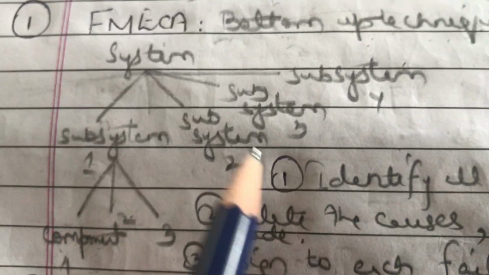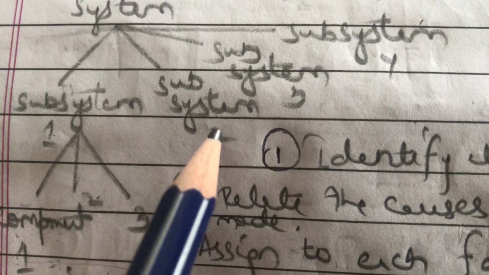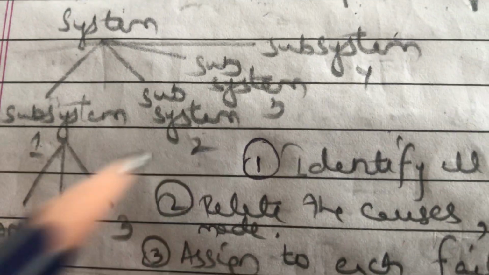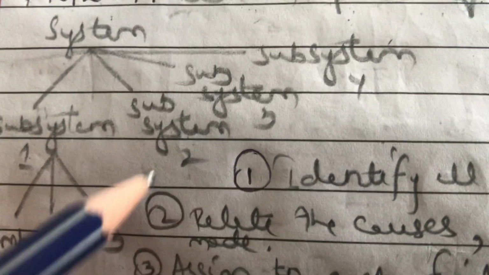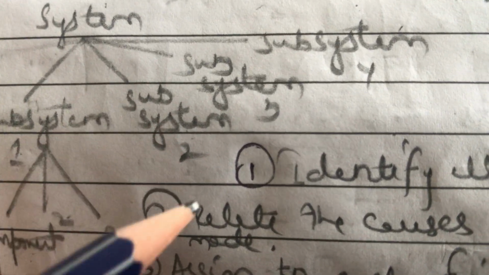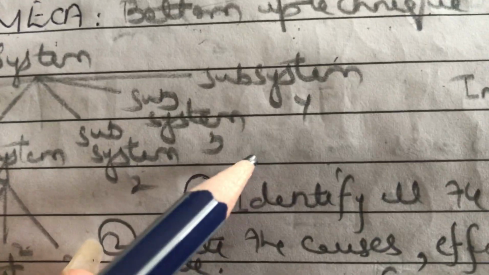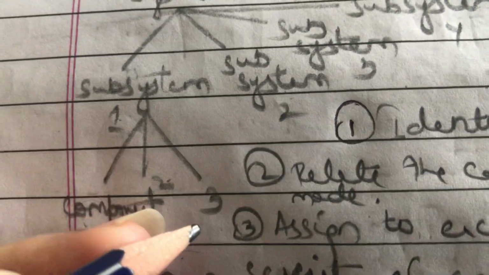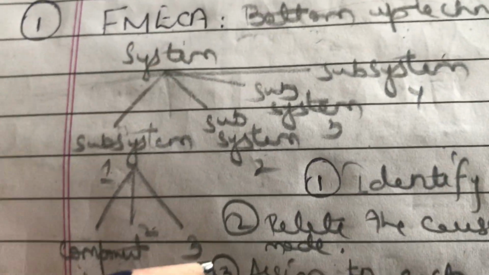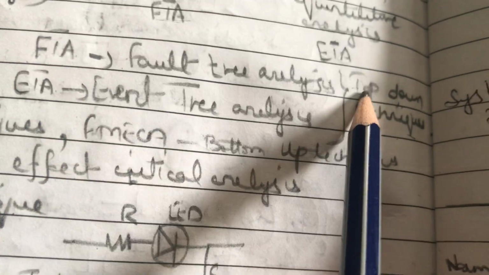Then we are going to work on subsystem 2 and the components that are under this subsystem. We work on those components, then the third one, then the fourth one, and so on. So that means we are doing the bottom up technique, going from bottom to up. Okay, that's all. And what is the top down technique?